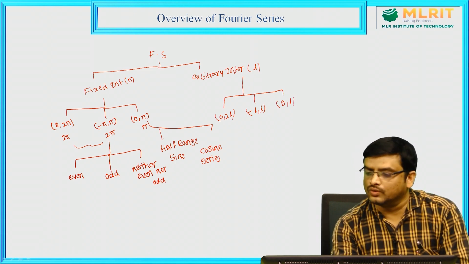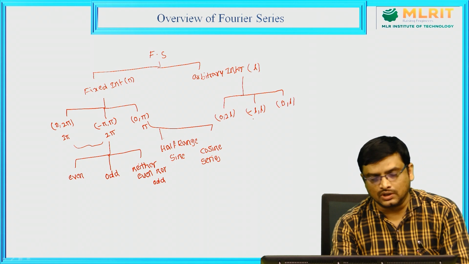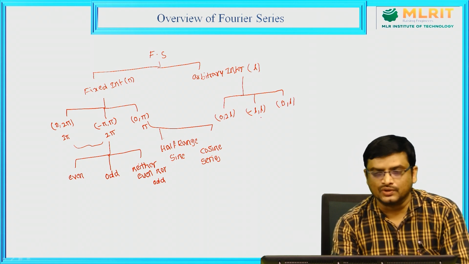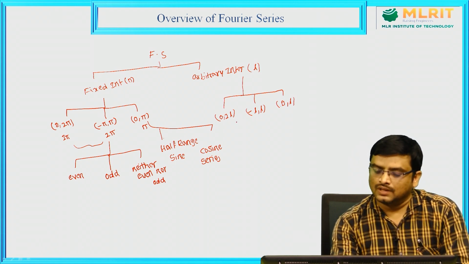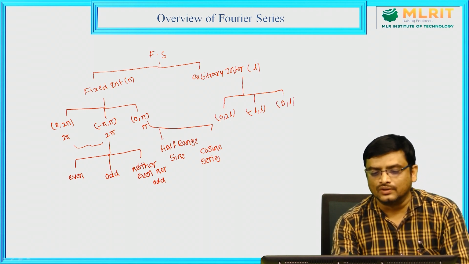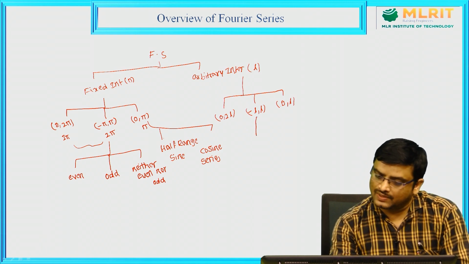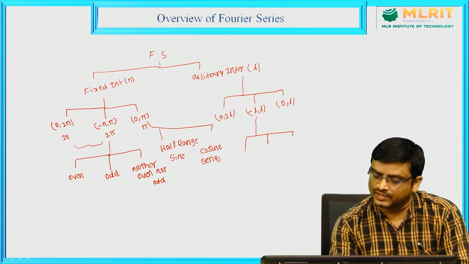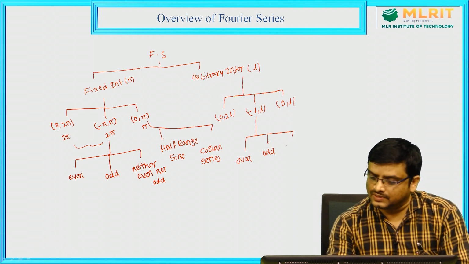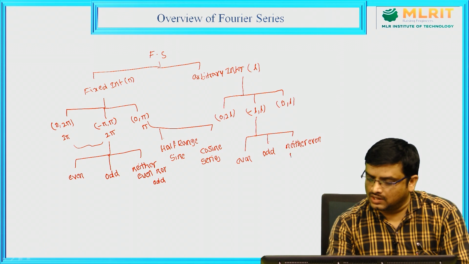You can take L is equal to 1, or L is equal to 2, or L is equal to 3, or L is equal to 4. You can take any value for L, and in that we are going to find out the Fourier series for the given function. When you come to the interval minus L comma L, here also we are going to study how to find out the Fourier series expansion for even function and odd function, and the next one is neither even nor odd.